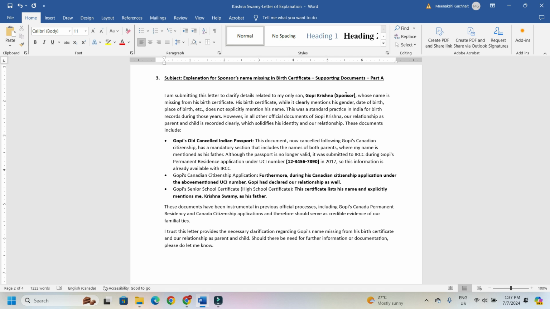I trust this letter provides the necessary clarification regarding Gopi's name missing from his birth certificate and our relationship as parent and child. Should there be need for further information or documentation, please do let me know. So this was the letter of explanation.